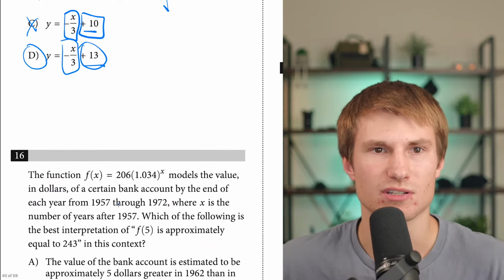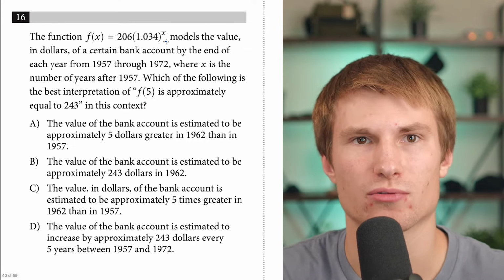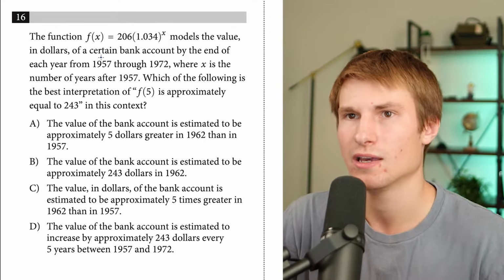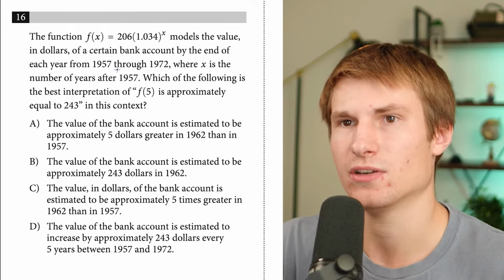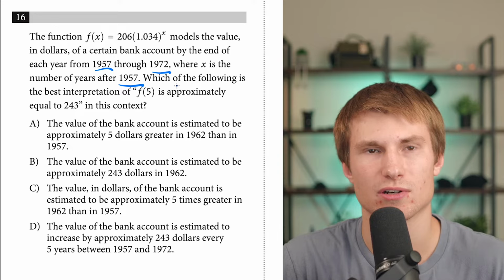Moving on to number 16 now, we got function f of x is equal to 206 times 1.034 to the power of x, which models the value in dollars of a certain bank account by the end of each year from 1957 through 1972, where x is the number of years after 1957.